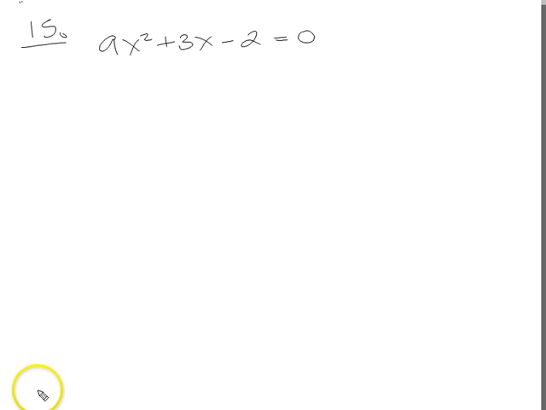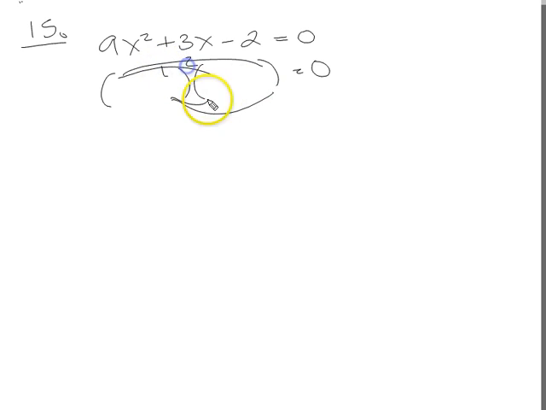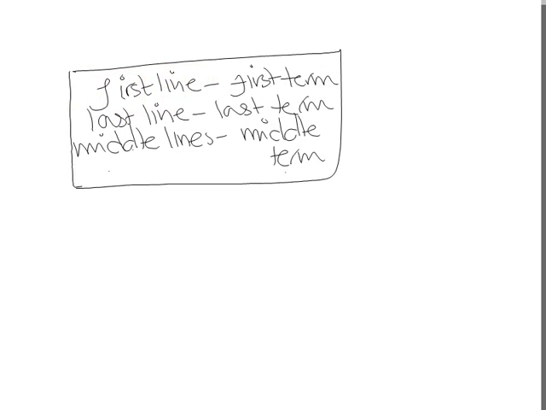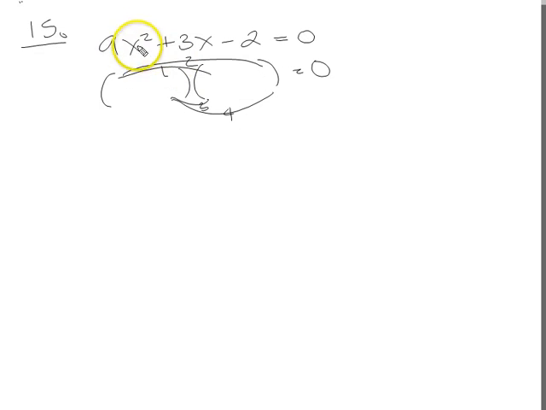Right, let's have a go at 15 then. We've got 9x squared plus 3x minus 2. Okay, everything's nicely arranged in the correct position, so we can just proceed with the factorization. Draw a pair of brackets, 2 lines for the first, 2 lines for the second, lines 1, 2, 3, and 4. Doesn't take a moment to do, as we said. Now, first line, first term is 9x squared. So, remember first line, first term? There we go. So, 9x squared, it's going to be 9x times x, isn't it? Or 3x times 3x.